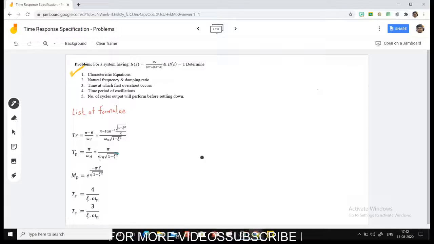I am Ameya and we are discussing time response specifications in control systems. Today we will discuss one problem to find various time response specifications from the given data.